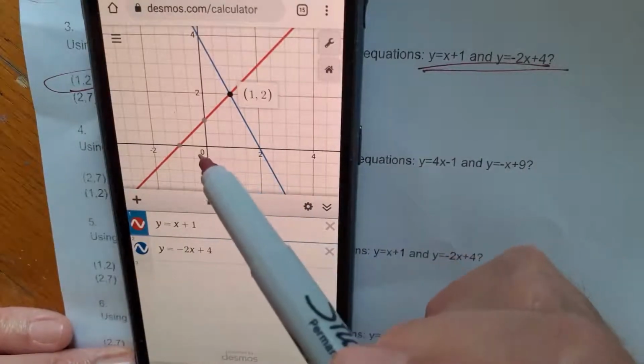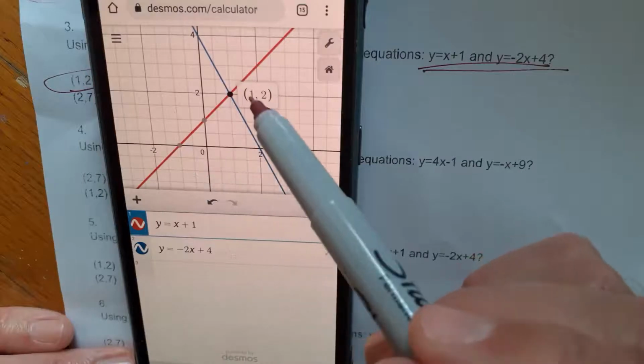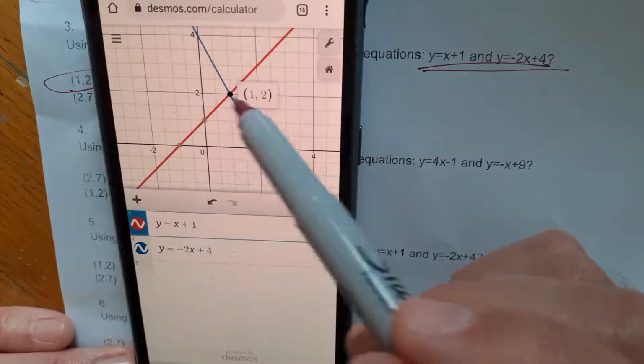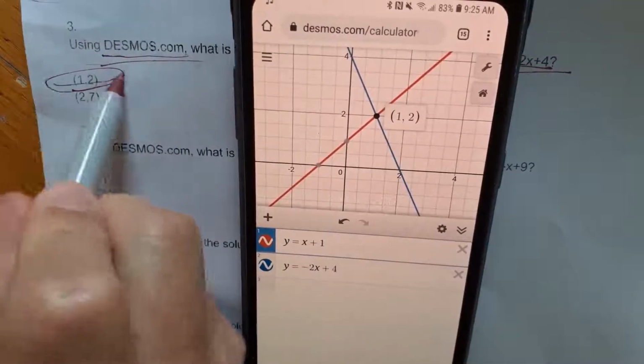And just to confirm it, here's 0, here's 2. So this has got to be 1. We go on the x first, 1. And then we go up on the y, 1, 2. And that's a coordinate location. Most of you have been working with this for quite some time, so just review it if you forgot it. But this is 1, 2. And that's our solution here, 1, 2.